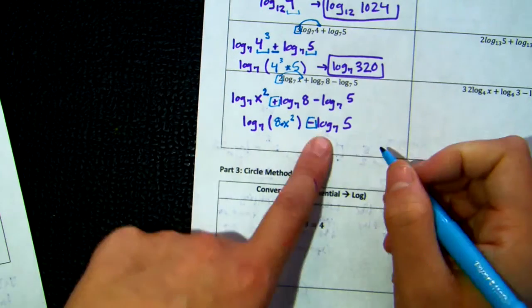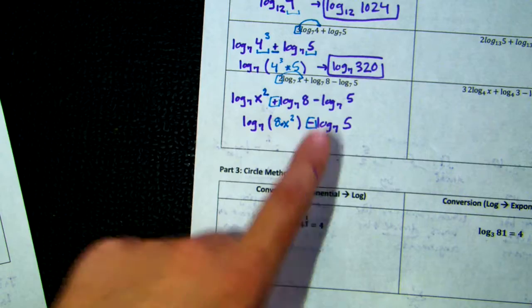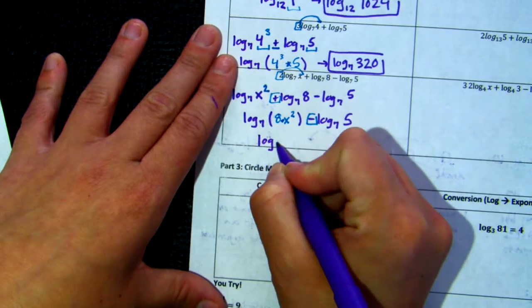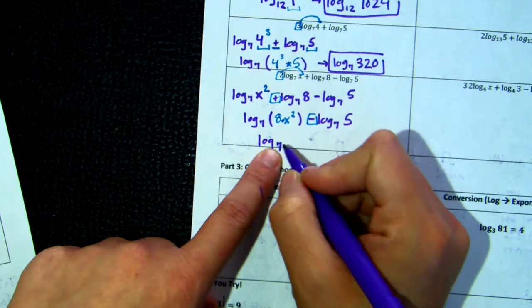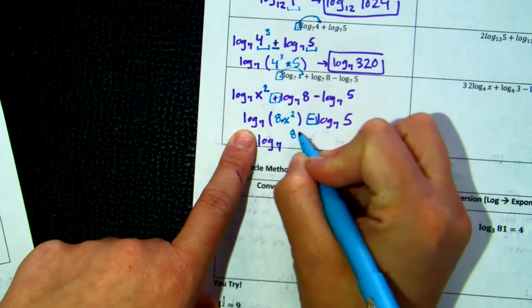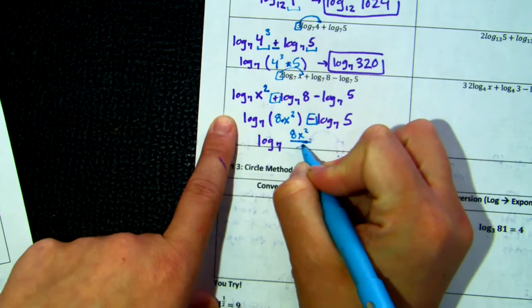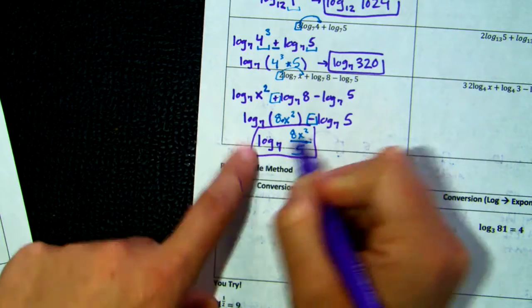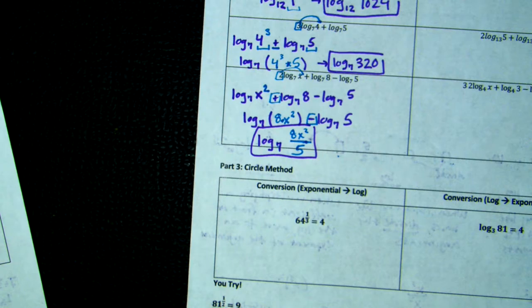Last thing I see here is this subtraction sign. I know when I see a subtraction sign, it means to divide my arguments. So I've got log base 7 of 8x squared divided by 5. And that is as far as I can simplify that one. I've written it as a single log.